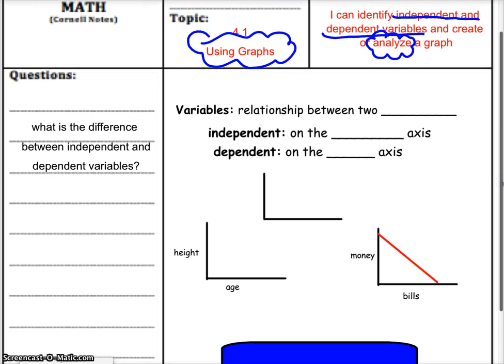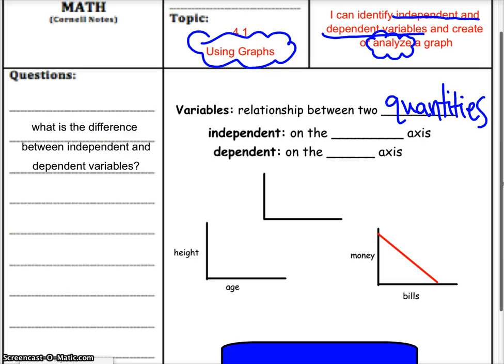We need to identify some vocab words aligned with this and its relationship to math. Variables is the relationship between two quantities, whether numerically or with words like teachers to students, age to money, bills to money, energy to time. Those are all variables. What I'm comparing. It's what you are comparing.